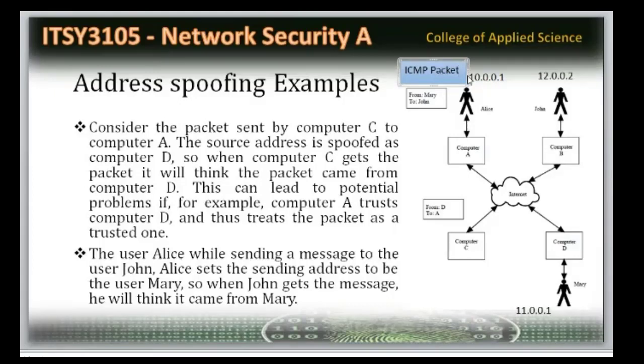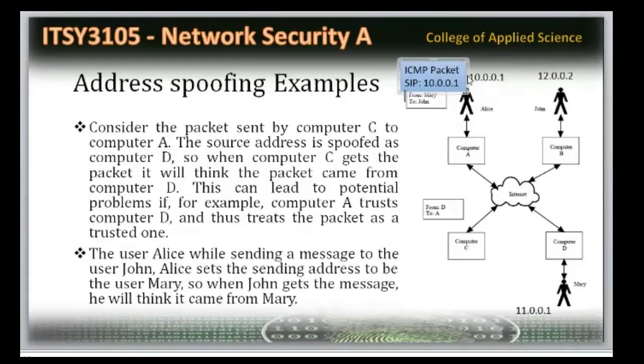So an ICMP packet means it's used for giving the ping command. Now, what is the source IP address? Source IP address means from where the packet starts. So the packet is going to start from me, 10.0.0.1. It is going to originate from here.